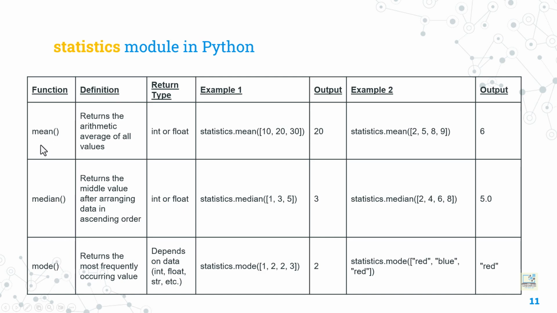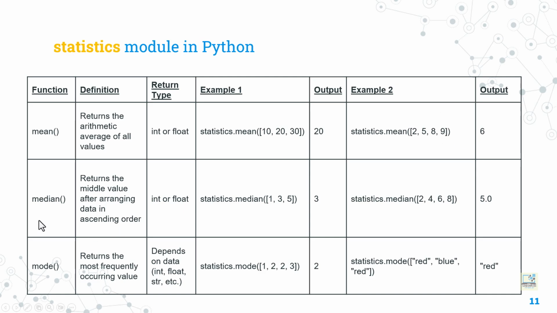Definition: mean returns the arithmetic average of all the values. Return type can be int or float based on what you are passing. This is how you use the function. You specify a list. This is a list, you can see square brackets. So you specify a list and pass it to the mean method, and it will return you the average. So the output comes 20 in this case. Then if it is 2, 5, 8, 9, the output is 6. That is the average. Okay, what mean is you already know.